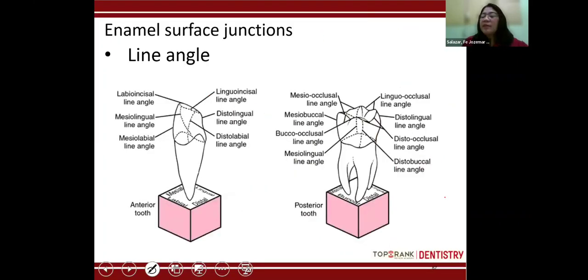Okay. Now, enamel surface junctions. Okay, you have a line angle. This is formed by the junction of two surfaces. Okay, union of two surfaces. In anteriors, how many line angles? 6. In posteriors, 8 line angles. Unprepared teeth, ha, once you do a cavity preparation, you will change the number of line angles.